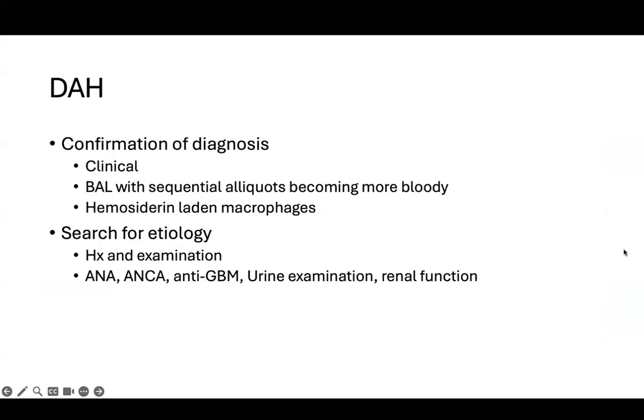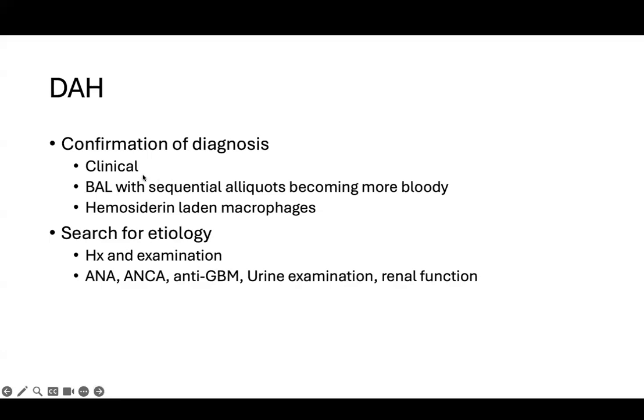So when you are thinking of DH, one is to confirm the diagnosis and then to search for an etiology. So a patient comes to you with ARDS. When are you actually thinking of DAH, right? So one will be clinical. Clinical is patient has hemoptysis, patient has a drop in hemoglobin. Those are very good clinical features pointing towards DH. But important to know that not all DH patients will have hemoptysis. They can present with just a hypoxic respiratory failure, right? And they can present just like ARDS.